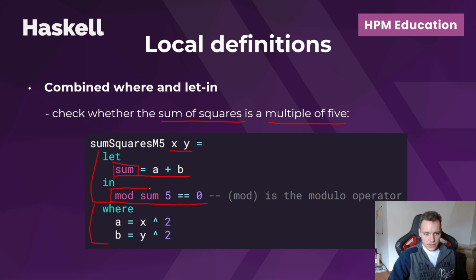So this is basically what the function returns, right? This is the final result, which says it's either equal to 0 or not, true or false. And where contains the local definitions for a and b, which sum uses in the let expression.